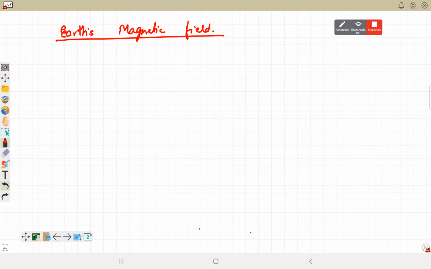So yeah, every planet which has a metallic core has its own magnetic field because of the rotation of that core. There is a current, and because of that rotating current there is a magnetic field, and that magnetic field behaves like the magnetic field due to a bar magnet.